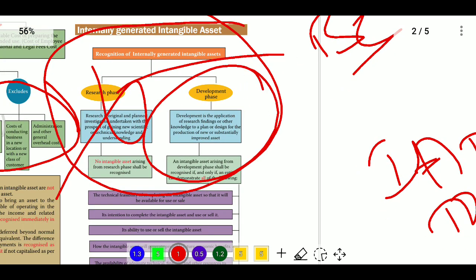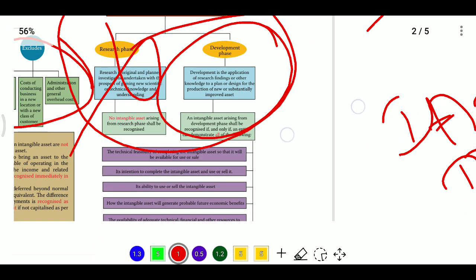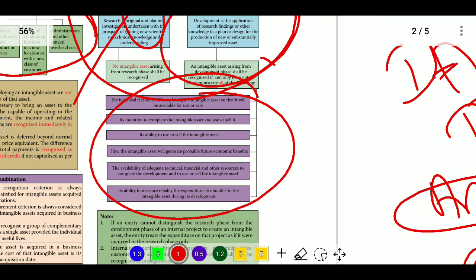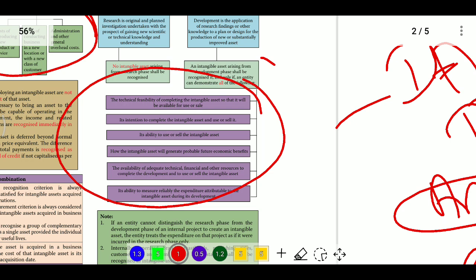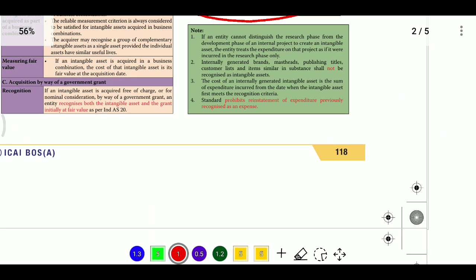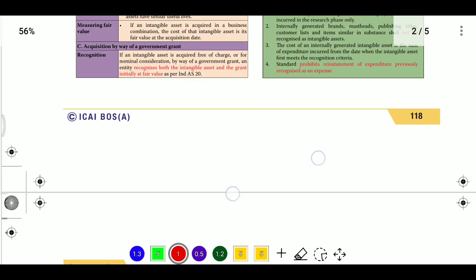In the development phase, whatever research findings are applied to develop the intangible asset, after establishment of technical conditions, when we satisfy all the conditions, then we need to recognize the intangible asset. The conditions are: technical feasibility, intention to complete, ability to sell the intangible asset, the intangible asset generating probable future economic benefit, availability of technical, financial and other resources, and the ability to measure the expenditure reliably. These are all considered. And having recognized the intangible asset, every year we need to amortize it.